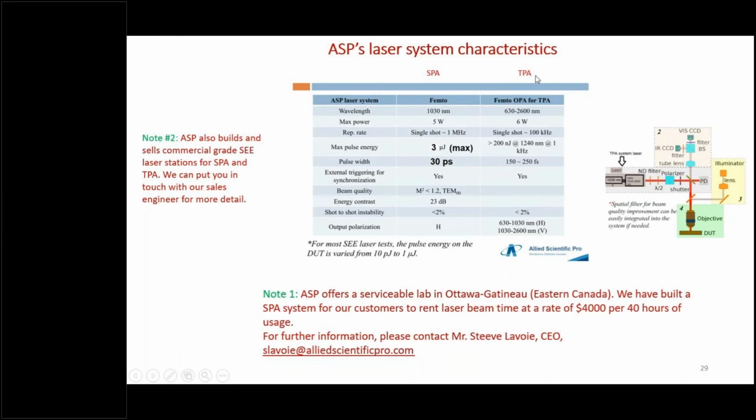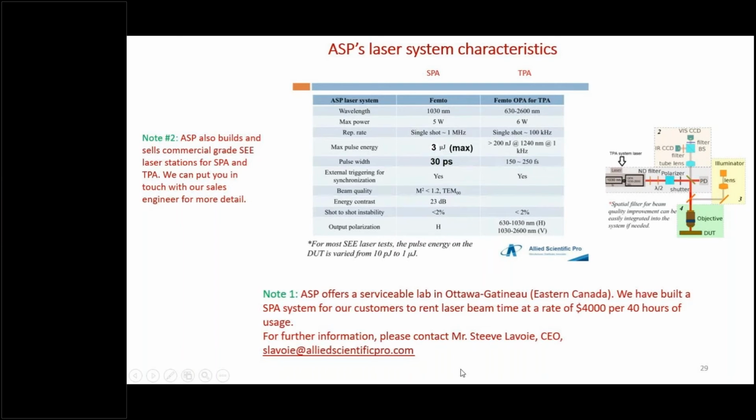For the TPA, you need an additional component. This is the OPA, optical parametric amplifier, and that will generate anywhere between 630 to 2600. So you would pick a wavelength, for example, 1260 nanometer. It's a 150 to 250 femtosecond pulse width and single shot to 200 kilohertz repetition rate.